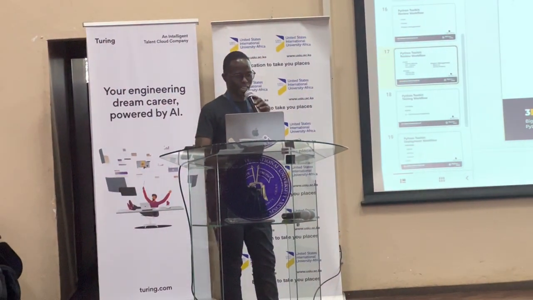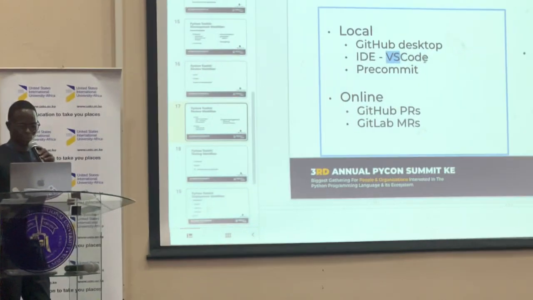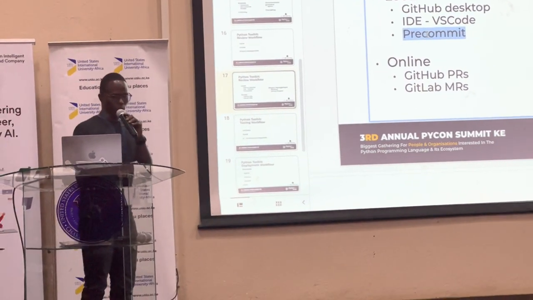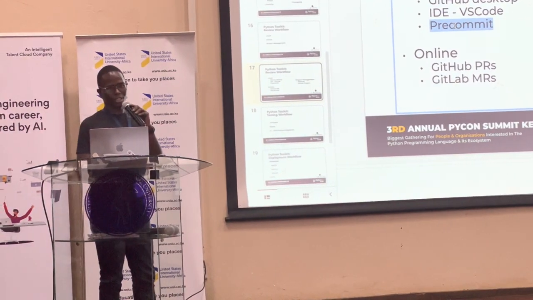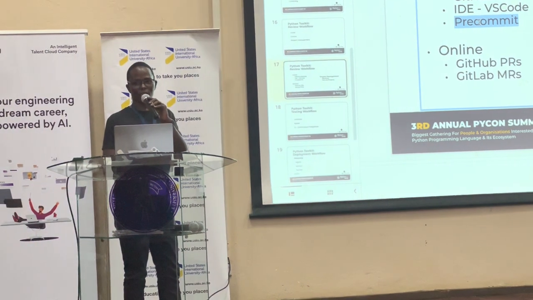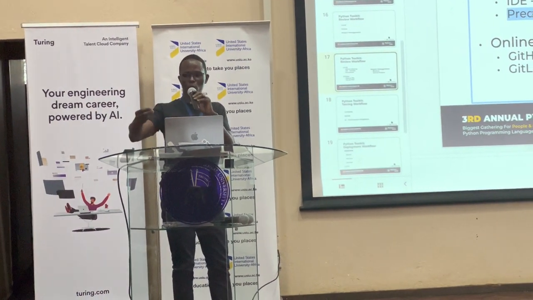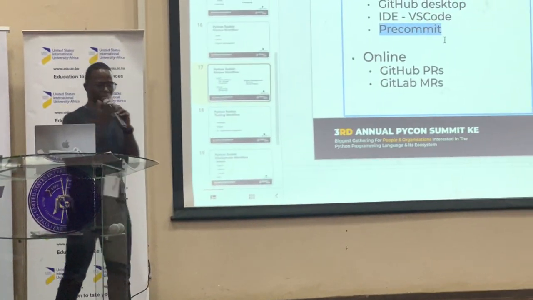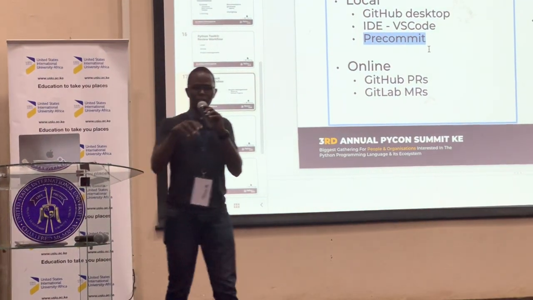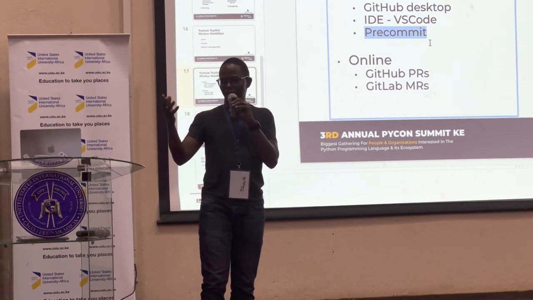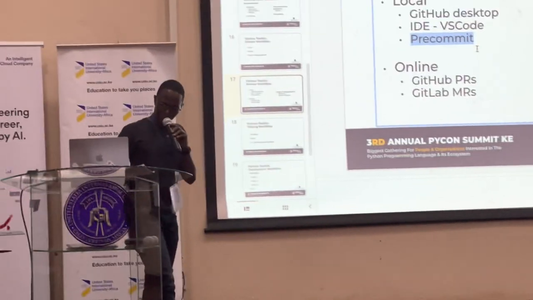So in terms of IDE, I've mentioned that VS Code is my go-to, and there's also pre-commit. Pre-commit basically is a package that integrates with a pre-commit hook. So you can put in linters. So before you commit a particular change, a linter runs and gives you feedback.